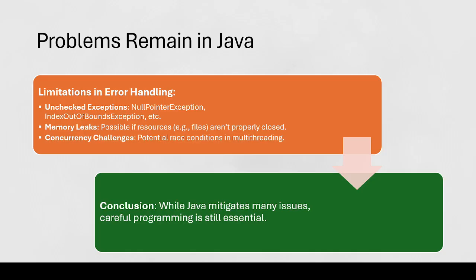There are still problems in Java, so there are limitations in error handling: unchecked exceptions like null pointer exceptions, index out of bounds exceptions, etc. Memory leaks, possible if resources aren't properly closed, and concurrency challenges, potential race conditions in multi-threading. So while Java mitigates many issues, careful programming is still essential.